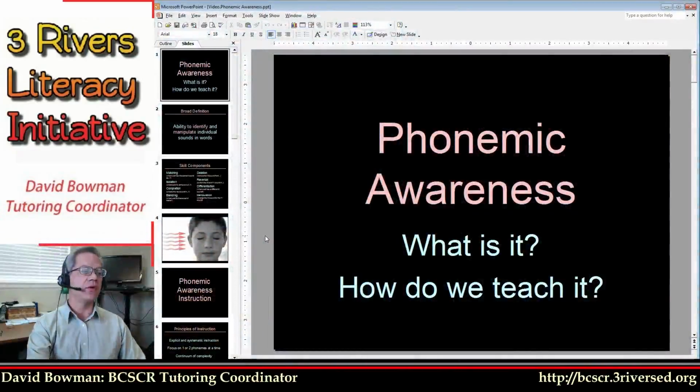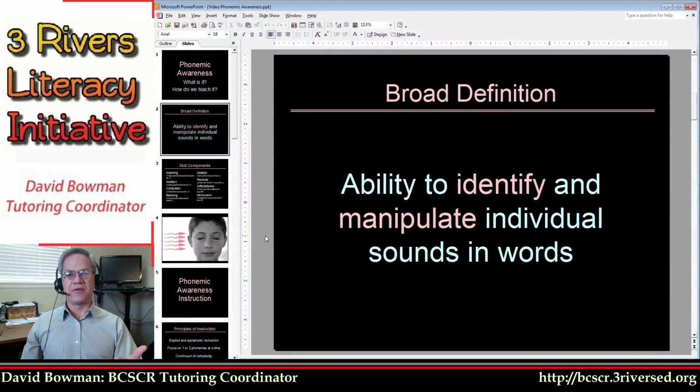This time we're going to take a quick look at one issue that seems to cause a lot of confusion, and that is the area of phonemic awareness. So when we're talking about phonemic awareness, first, what do we actually mean? And then what does phonemic awareness look like in practice? And what do we know about instruction in phonemic awareness? So first, a broad definition.